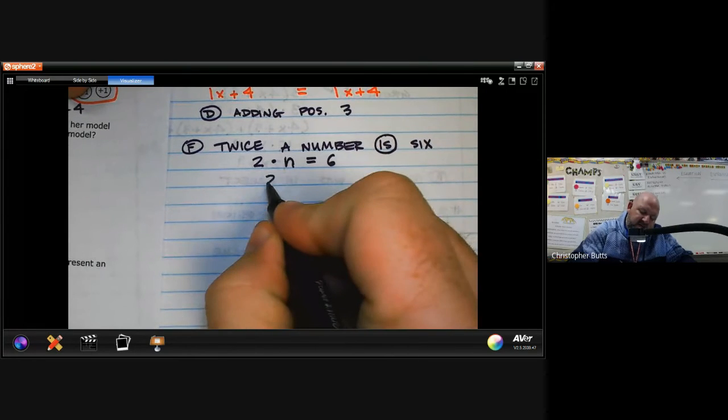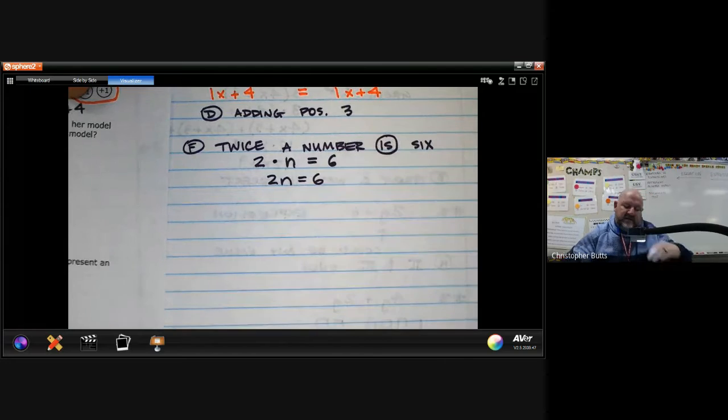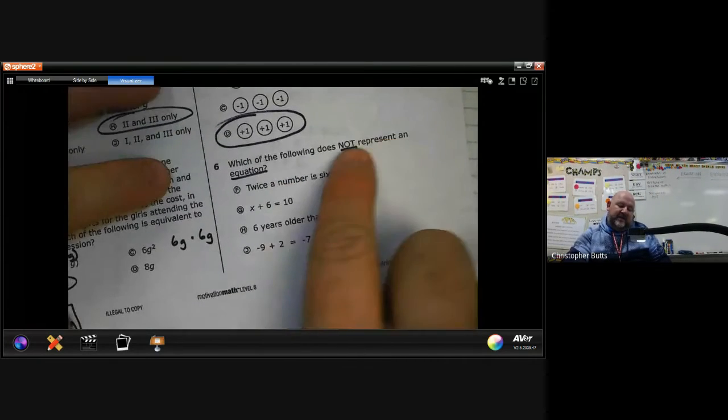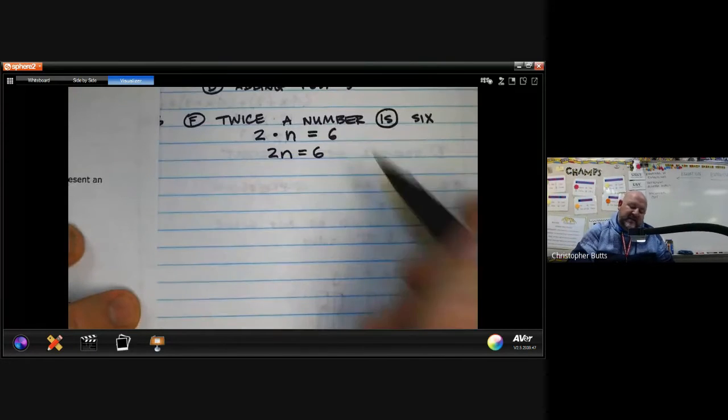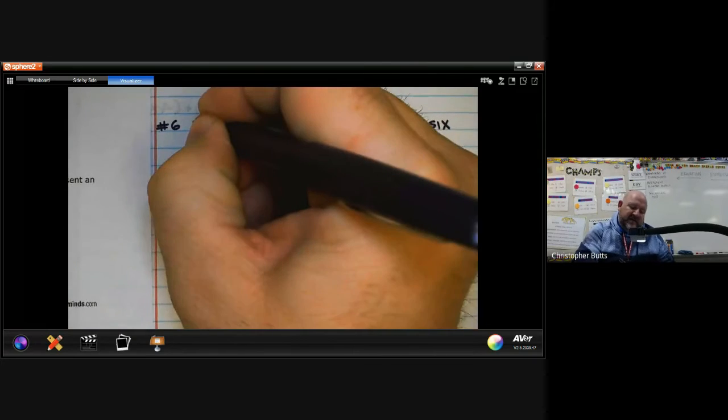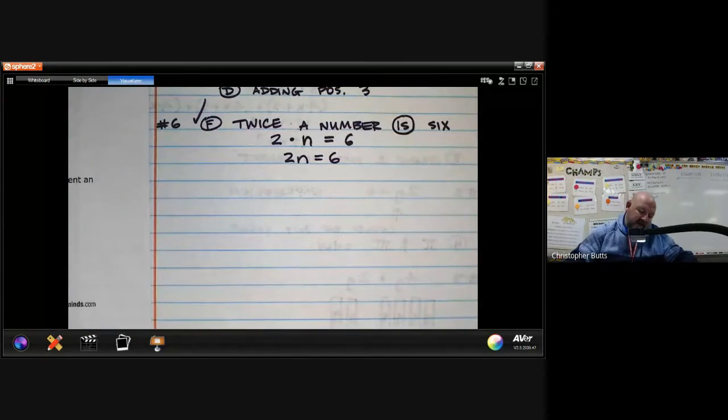You could even do this and group them like this. 2 times n equals 6. Remember, the question says which one does not represent an equation. This one is an equation because it has an equal sign and an answer. Okay, so F is an equation. We're looking for one that's not.